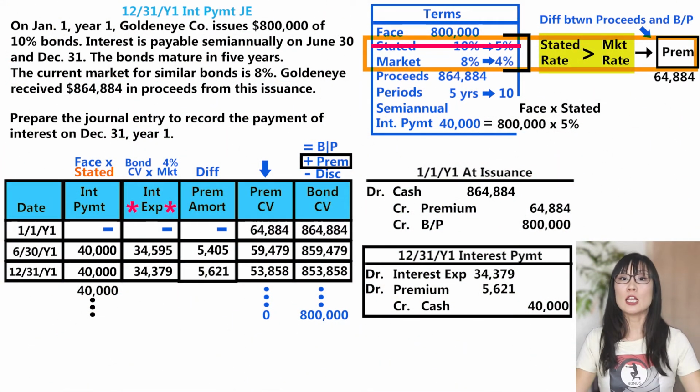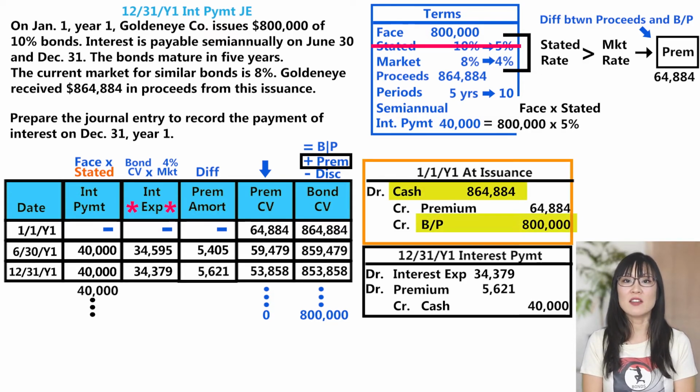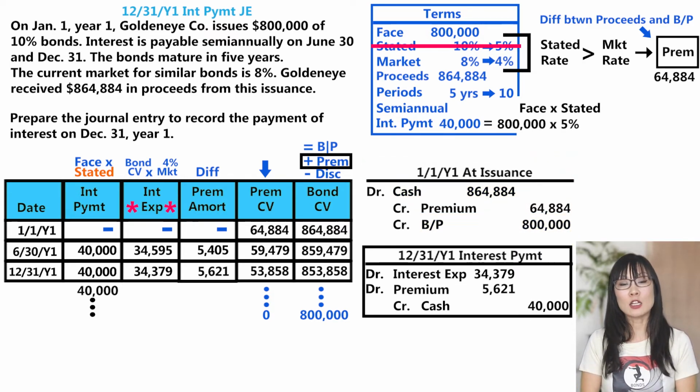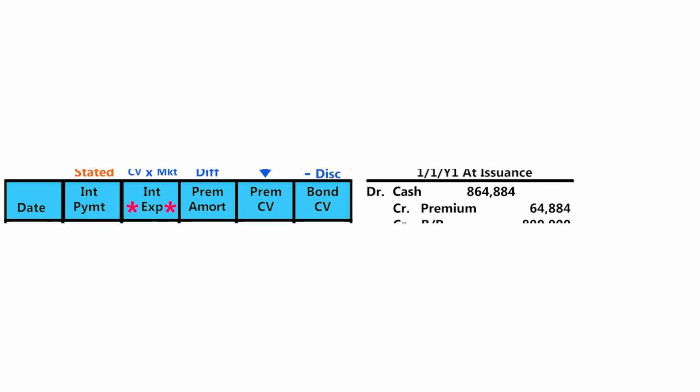When the stated rate is greater than the market rate, the bonds are issued at a premium. Looking at the entry at issuance, we see that a premium means the bond proceeds received are bigger than the bond payable, the face, that nice round number. And looking at the interest payment, we see that a premium means the interest expense is smaller than the interest payment.